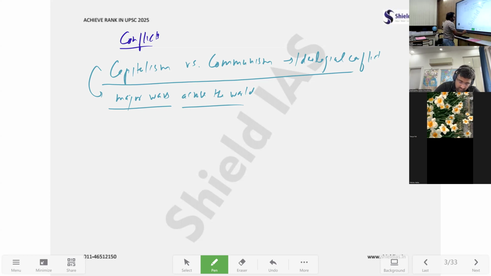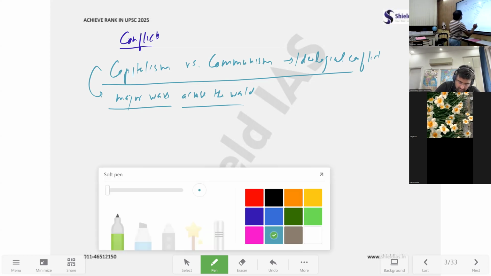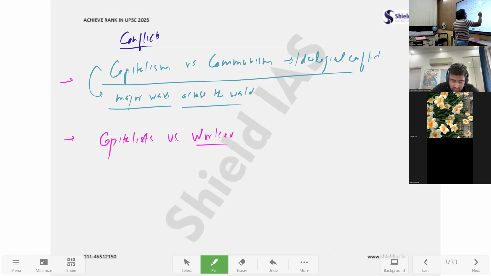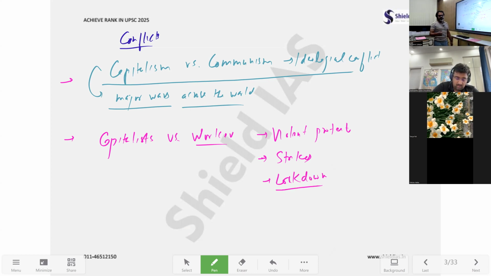Now, this has also led to another form of conflict, between capitalists versus workers or the working class, which has led to violent protests, strikes, or complete lockdowns. That means a continuous struggle between the working class and the capitalist class. So this has been another form of conflict.